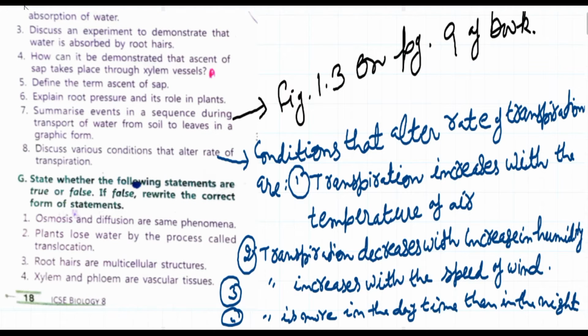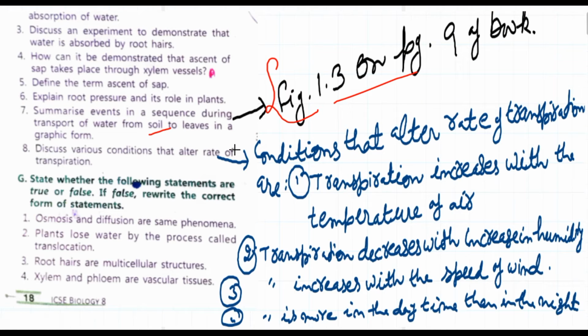So next is: summarize events in a sequence during transport of water from soil to leaves in a graphic form. So this figure 1.3 on page 9 of your book is the graphical representation, right? You can do it from there. So next is: discuss various conditions that alter the rate of transpiration.